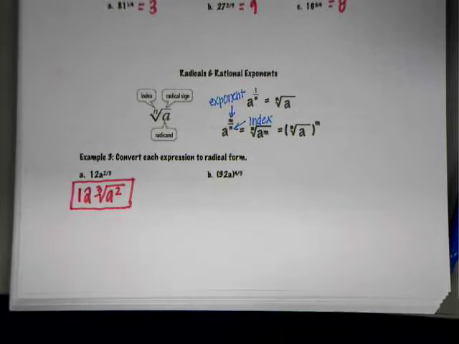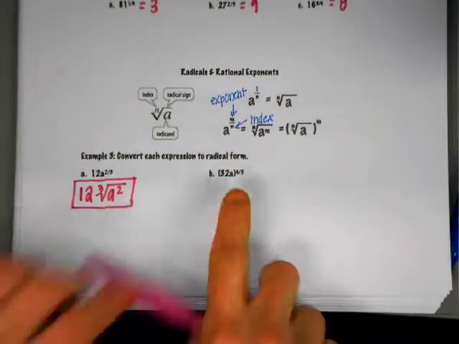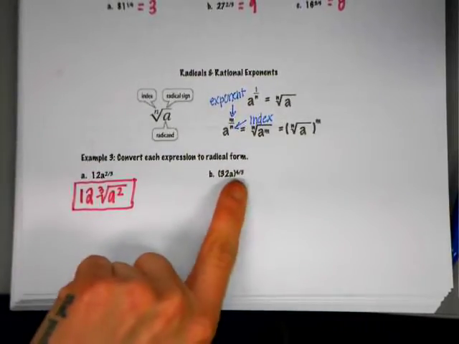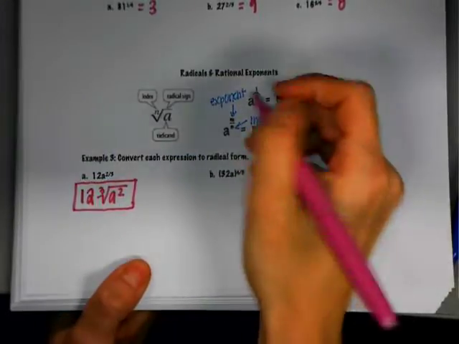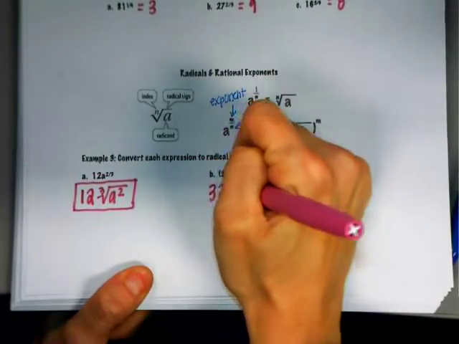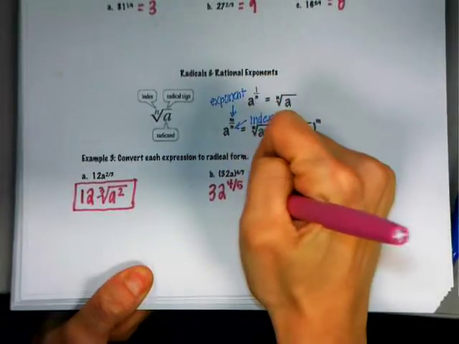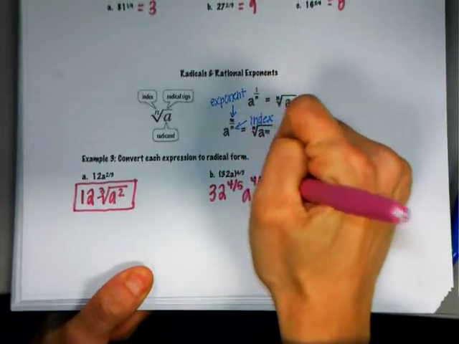Okay, now for B, is the whole thing to the exponent or just the A? The whole thing, because of the parentheses, right? So what do we typically do whenever we have an exponent outside parentheses? Distribute, right? So let's distribute that power. So we have 32 to the 4/5, and then A to the 4/5.